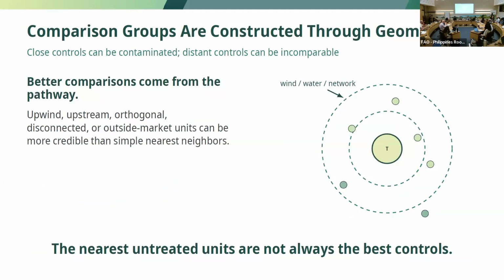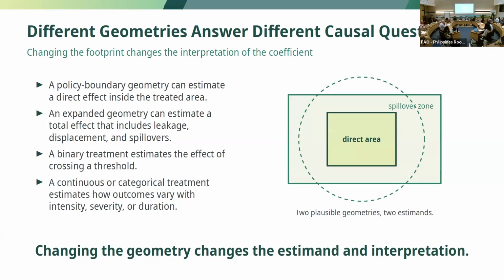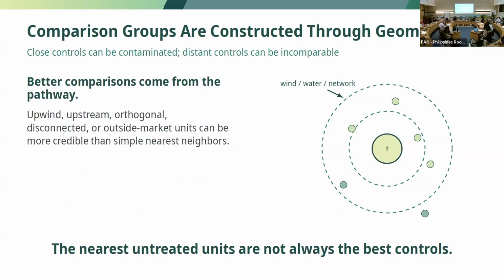So that's an illustration of how different geometry and different spatial merges define what the estimand is. Your choices about how you're aggregating define what you're actually estimating. What you're estimating will define what your comparison group is. It's not always the nearest neighbor. It may be upstream.